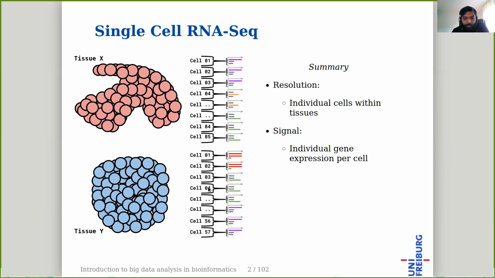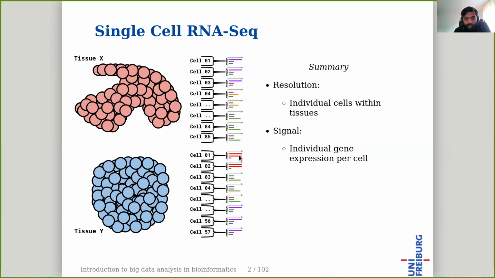It may contain a different number of cells here, but sometimes you see some cells that show similar expression patterns in tissue Y compared to tissue X. For example, this overexpression of gene A can be seen in tissue Y here, and also in tissue X here in cells 1 to 3. And there's also overexpression of gene C in these 3 cells here, which can also be seen here.